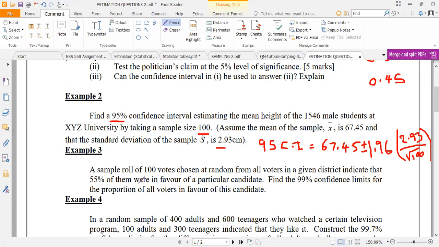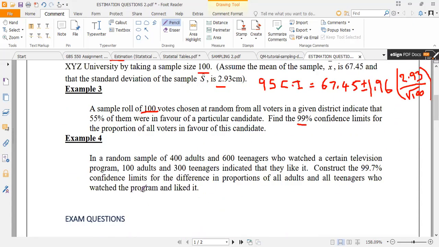Example number 3: a sample of 100 votes chosen at random from a district indicates that 55% were in favor of a candidate. So P is 0.55, meaning Q is 0.45. Our N is 100. Find the 99% confidence interval. For 99%, we have our Z as 2.58. We need to find this, so this will be your homework.